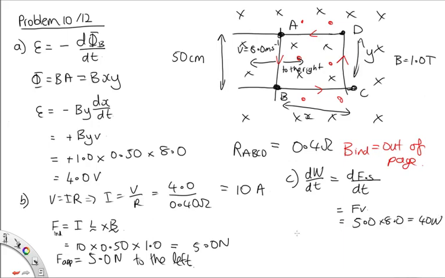The rate of development of heat, we can use P is equal to Vi. We've said that V is 4.0 and that the current is 10 amps, so this is equal to 40 watts as well. So they're the same. So the mechanical power is going into the electrical power.